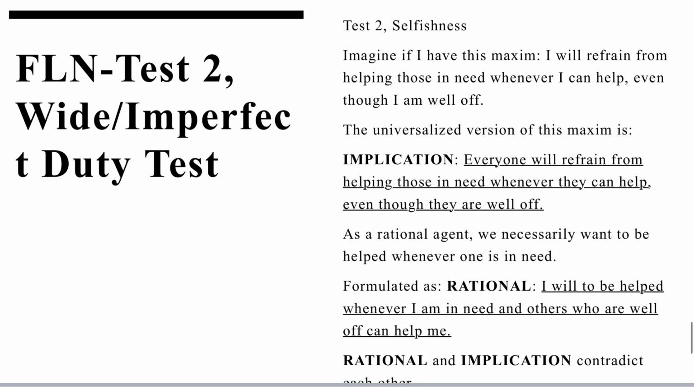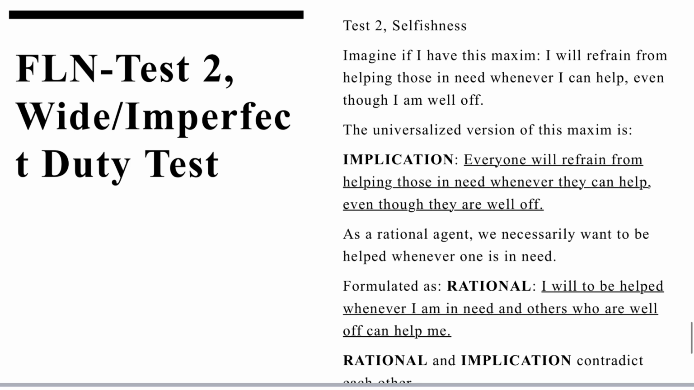Imagine if I have this maxim: I will refrain from helping those in need whenever I can help, even though I am well off. And the universalized version of this maxim is: everyone will refrain from helping those in need whenever they can help, even though they are well off. But Kant argues that, as rational agents, we necessarily want to be helped whenever we are in need. So this argument is grounded in the fact that we have a wide or imperfect duty, which in turn is grounded in our autonomy and dignity. So it can be formulated like this.